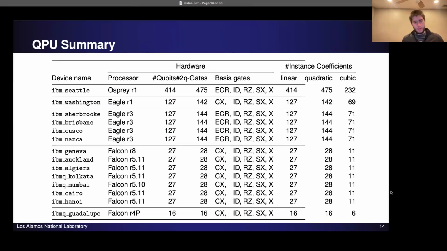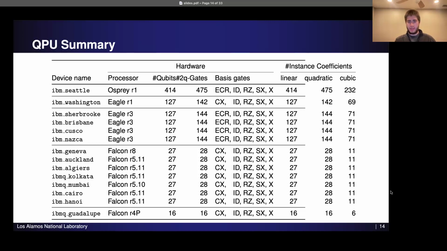Okay, so here's our QPU summary table of all of the IBM quantum processors that we used in this study. I'm not going to be showing plots for all of these, but there are plots for all of these in the paper. On the left-hand side, we have the device name. Next, we have the processor type as named by IBM. Then we have the number of qubits, then the number of 2 qubit gate interactions on that hardware graph.